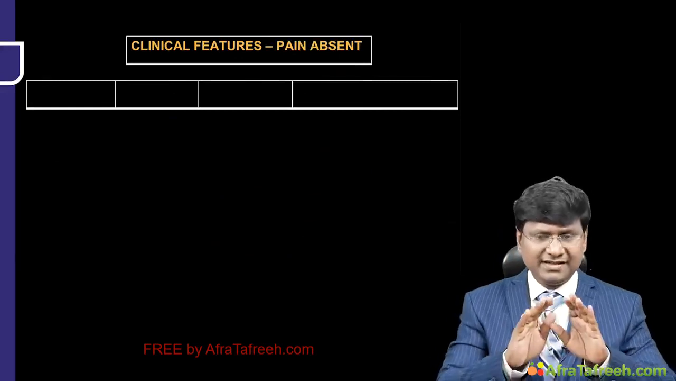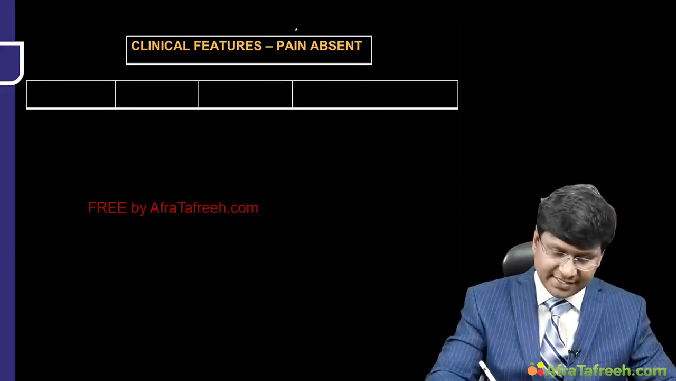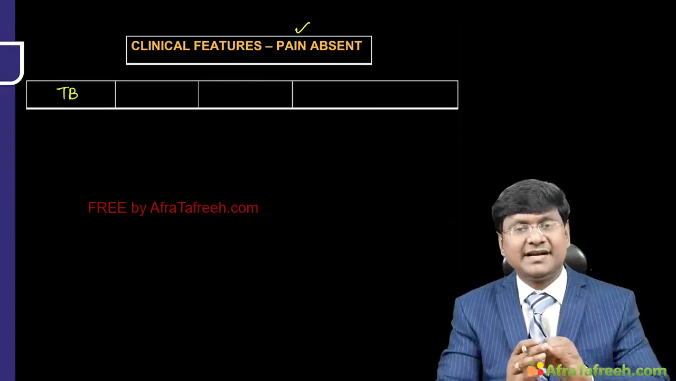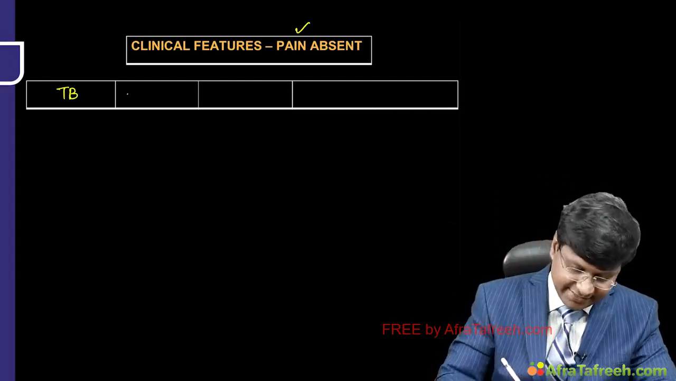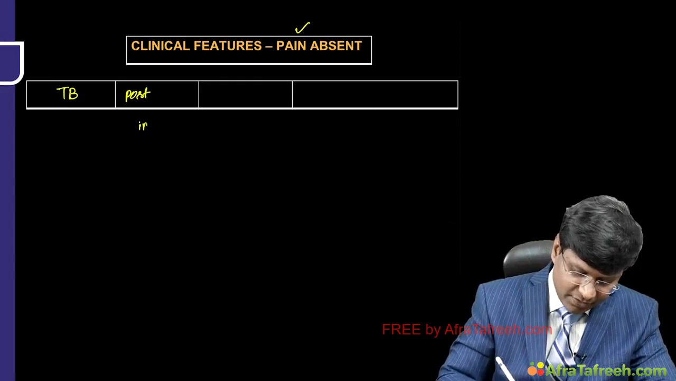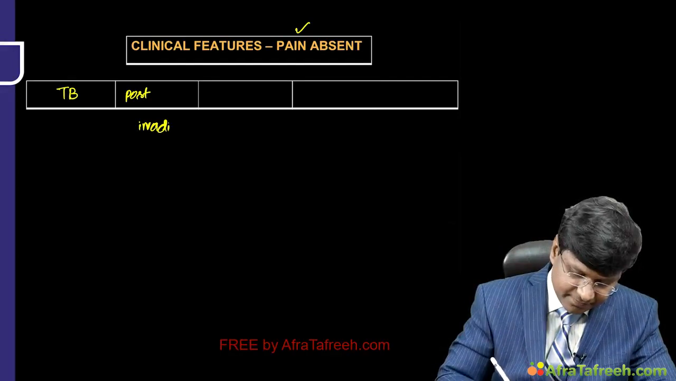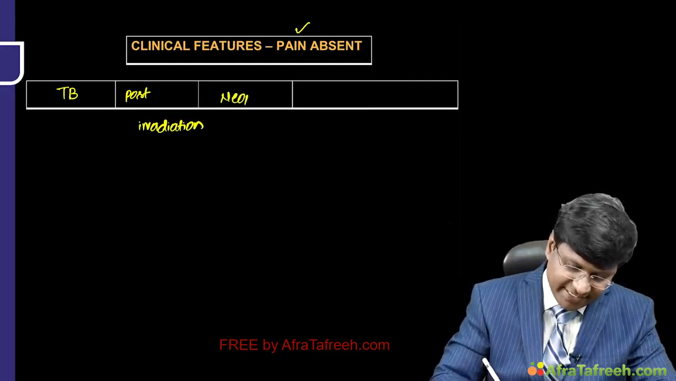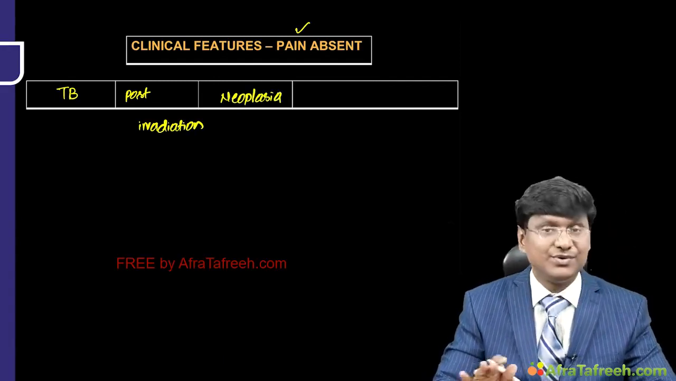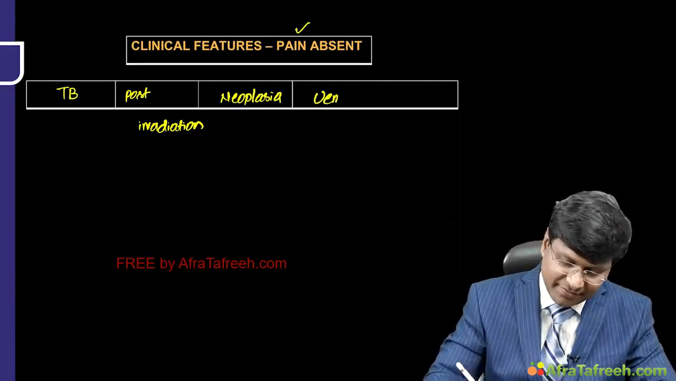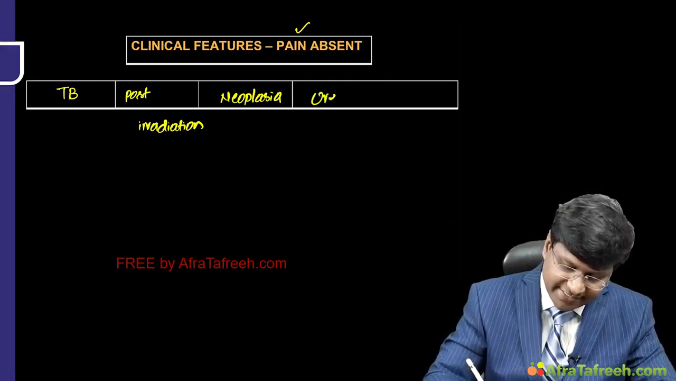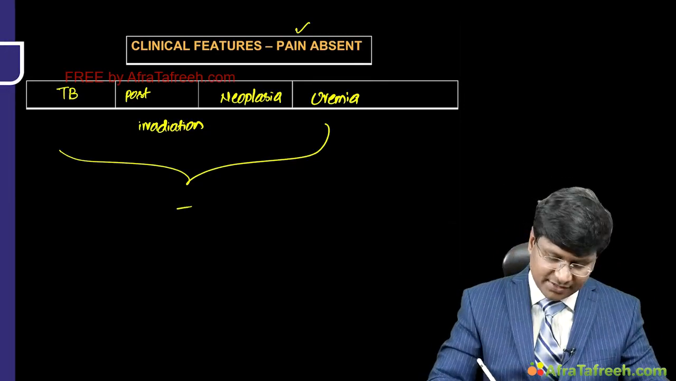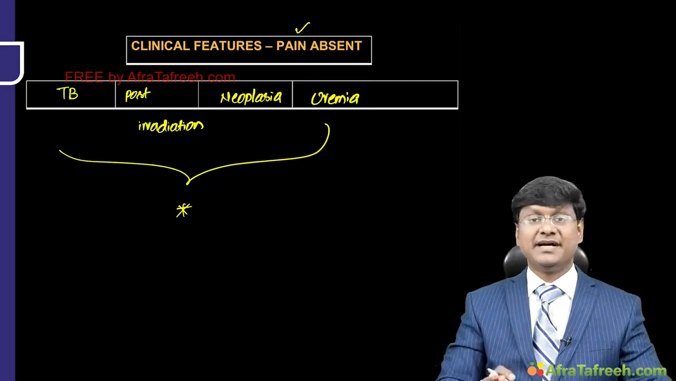But when there are certain etiologies causing pericarditis, the pain is absent. Now, what are those etiologies? If the pericarditis is secondary to tuberculosis, the pain is absent. Post irradiation, the pain is absent. And if the etiology of the pericarditis is neoplasia, then also the pain is absent. And if it is uremia, that is uremic pericarditis, then also the pain will be absent.